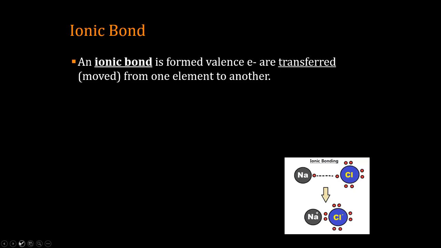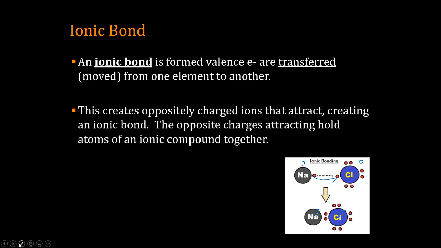When that happens, we end up with oppositely charged ions, right? So over here we start with sodium, which has a 0 net charge, and chlorine, which has a 0 net charge. But then this electron from sodium actually moves over there, which results in a positive ion and a negative ion, and opposite charges will attract. So the oppositely charged ions stick together. That force of attraction is a chemical bond. So now we have an ionic compound that's held together by an ionic bond.